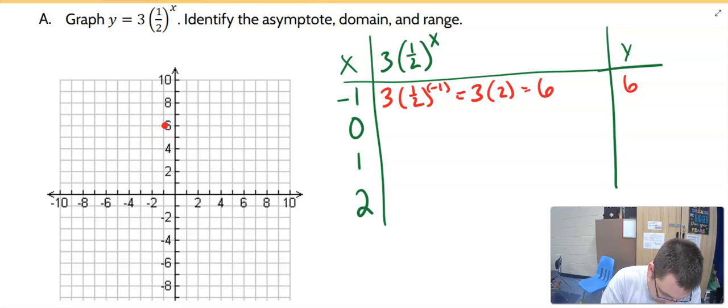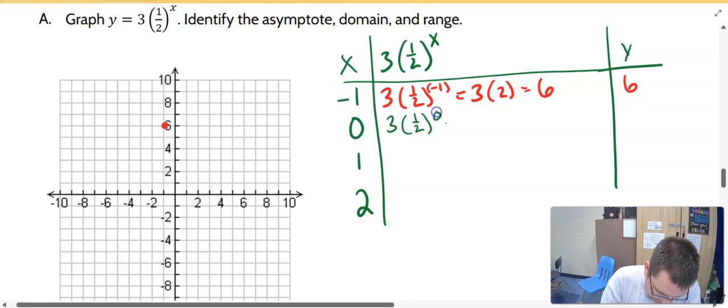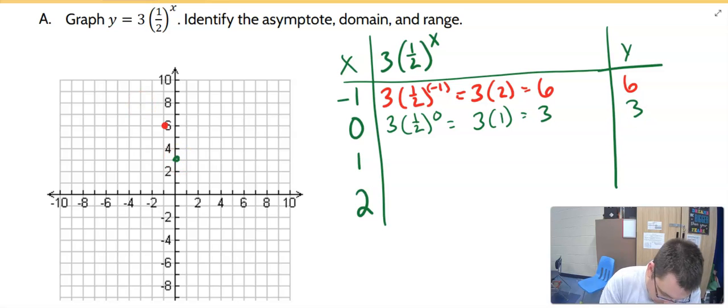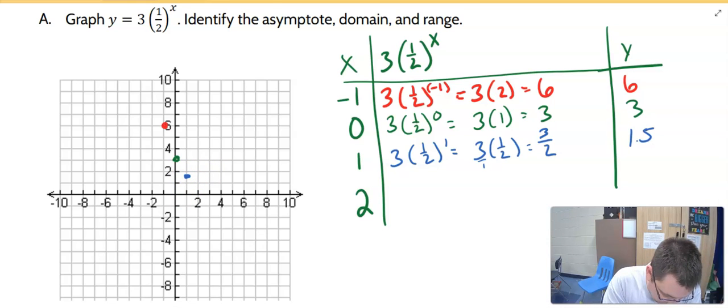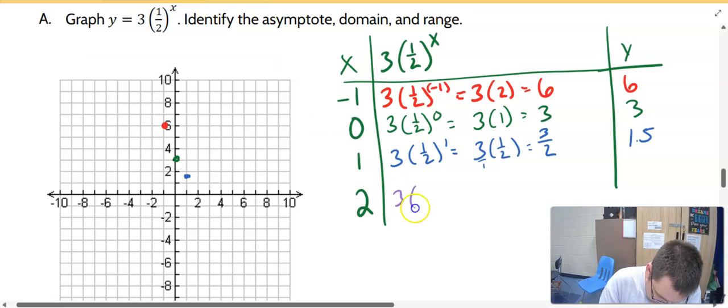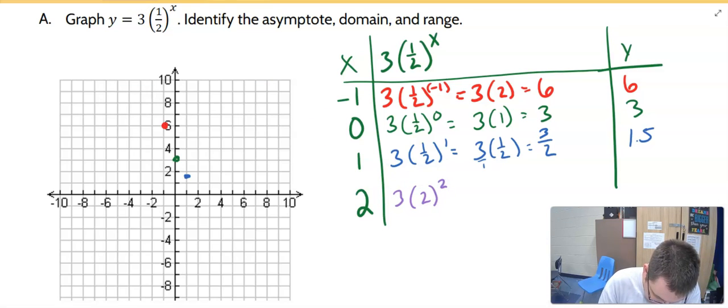And then we can go to 0. So 3 times 1/2 to the 0. Remember, anything to the 0 except for 0 is 1. And so we get 3 times 1, which is 3. And so 0, 3. We go to 1. 3 times 1/2 to the 1st. Anything to the 1st is itself. So 3 times 1/2. Remember, we can make that a fraction. And so 3/2, or 1.5. And finally, one more, going to 3 times 1/2 squared.